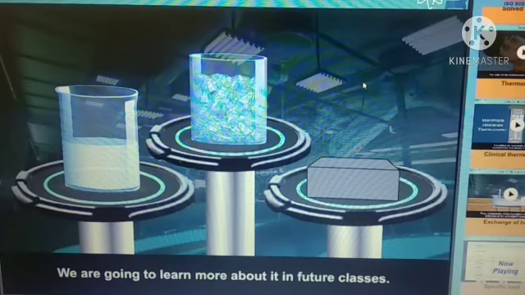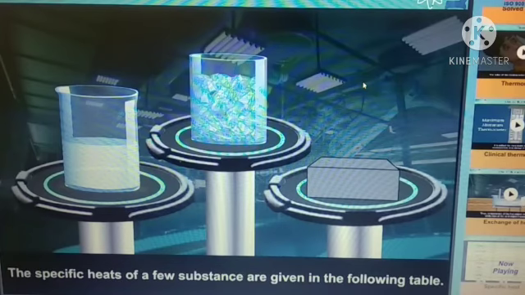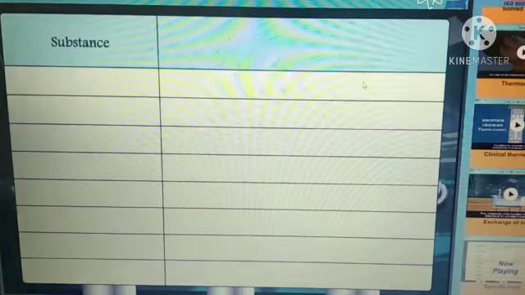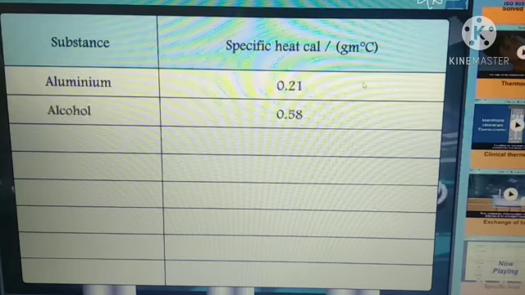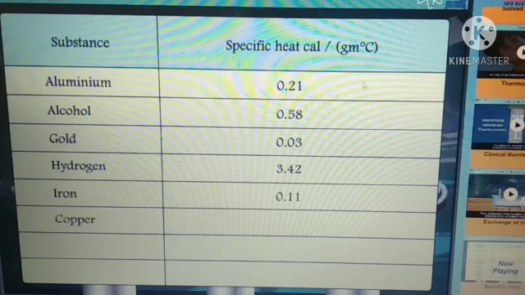Different substances have different specific heats. We are going to learn more about it in future classes. The specific heat of a few substances are given in the following table. Aluminium 0.21, alcohol 0.58, gold 0.03, hydrogen 3.42, iron 0.11, copper 0.09, mercury 0.03, water 1.0.